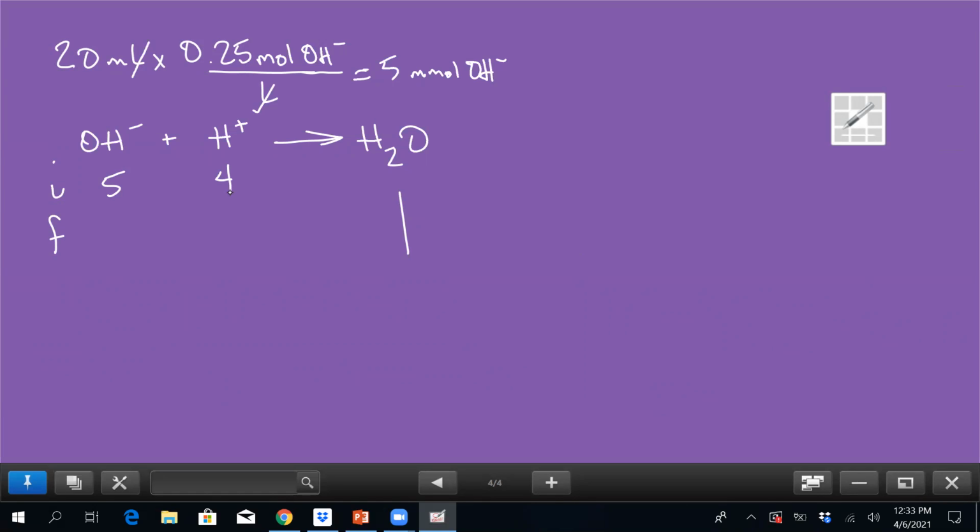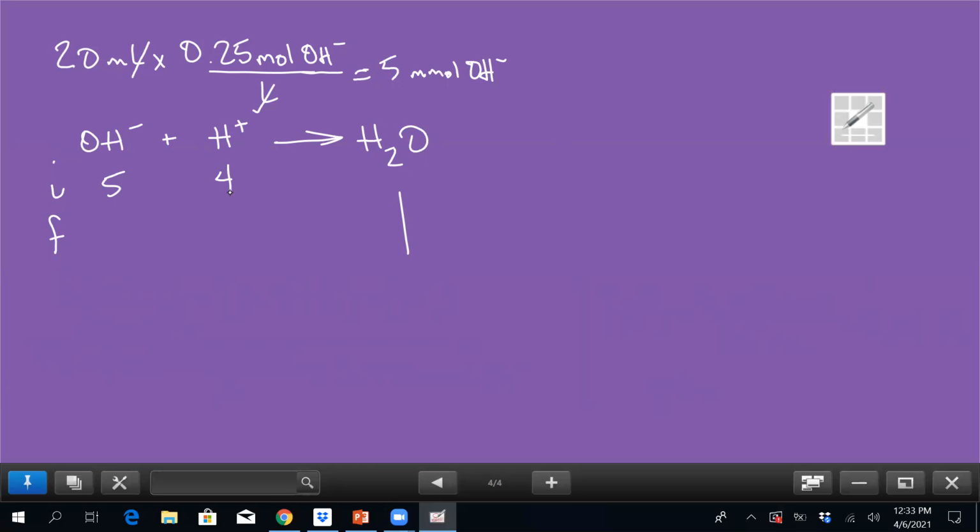Okay? The equivalence point would be where we had what for H positive, 4, and what for OH negative, 4. And in that case, what would the pH be? 7. Because the only thing that would be there is water. Is that okay? All right, but I bypassed it, and we're going to see that when we graph it in just a minute.